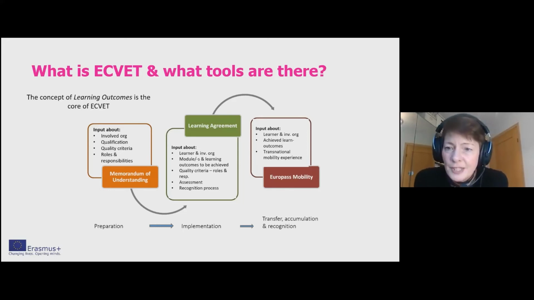The Memorandum of Understanding is an agreement between partners about quality criteria. Who is doing what, when and where, and so on. How many hours are the students expected to do in the workplace, and who is signing the documents, and so on and so on. So it's a very important document to use when you start off with a new partner. So everybody agrees on what's going to happen during the mobility.